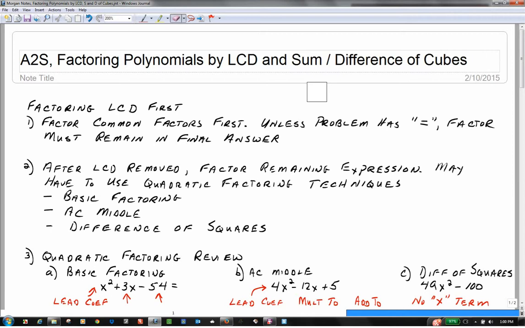After we remove the common factors, we're still going to have to factor the other part of the expression, maybe. And what that could be is we may end up with a quadratic, like I said. So remember the type of factoring that we had for quadratic equations. We had the basic factoring technique. We had an AC middle and we had a difference of squares. And I'm going to show you those right now, just do a real quick review.